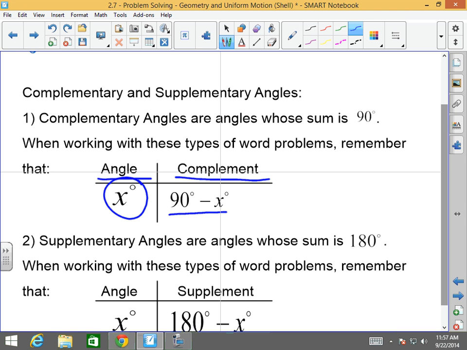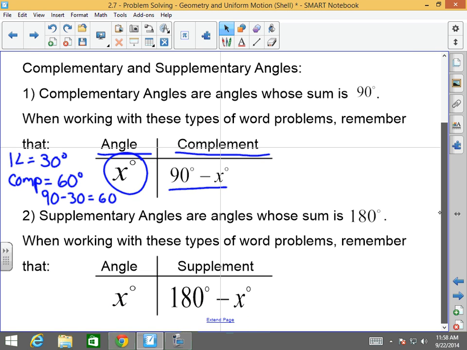Why? Well, if the angle and its complement equal 90, and you don't know what the angle is, logic states that the complement will be 90 minus x. Think about it like this. If one angle is 30 degrees, its complement would have to be 60 degrees because 30 plus 60 is 90. How did I get the 60? 90 minus the angle 30 gives you 60. So when I have an angle that's x, when they say complement, that's 90 minus x.